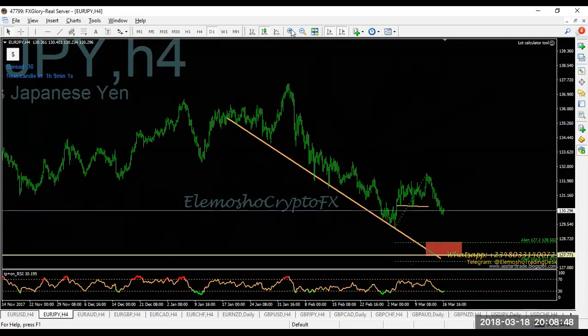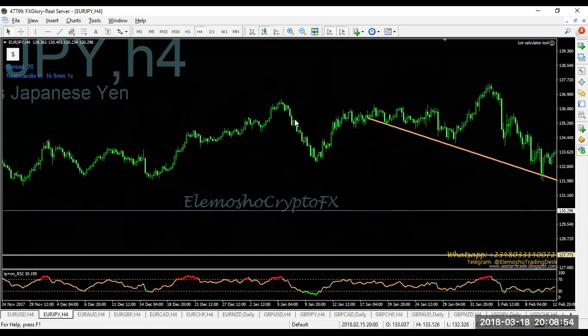Let's go to the Euro JPY and see the kind of structure that we have. Now you will see that price did something similar right here.